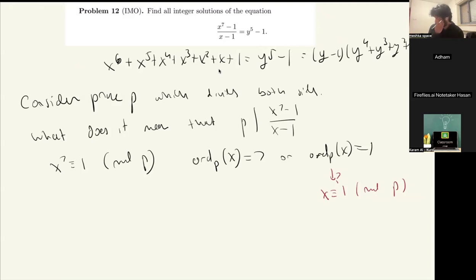No, not necessarily, because, for example, I can say that 9 divided by 3 is congruent to 0 mod 3, right? So even if p divides the denominator, it can still divide the whole fraction. My point is, you can't actually rule this out.